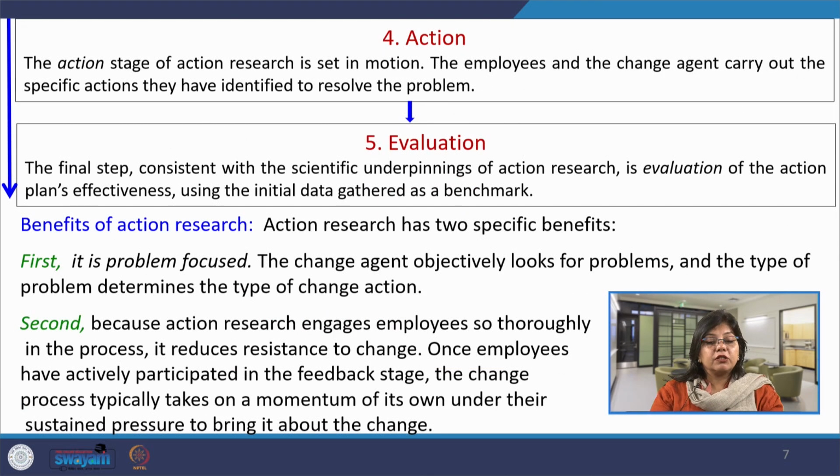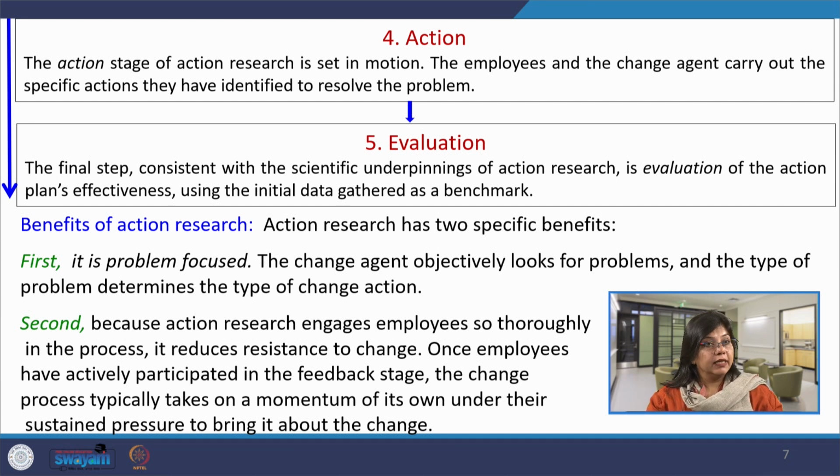The fourth is action. This is the stage of action research which is set in motion. That means implementing the change in movement. The employees and the change agent carry out the specific actions they have identified to resolve the problem. It can be related to recruitment and selection, it can be related to the reward system, it can be related to distribution of resources, or it can be related to any financial crisis that any organization is facing. So, once that action plan is created, it is implemented within the organization and carried out in order to resolve any existing problem.